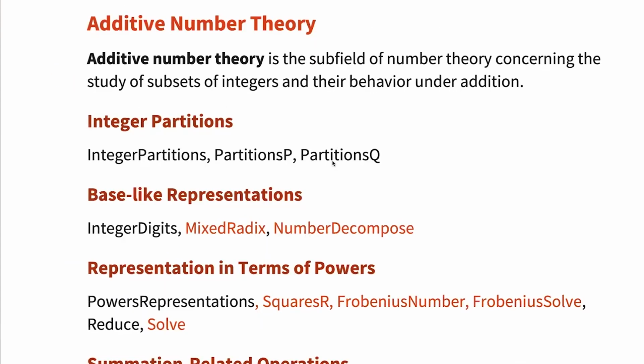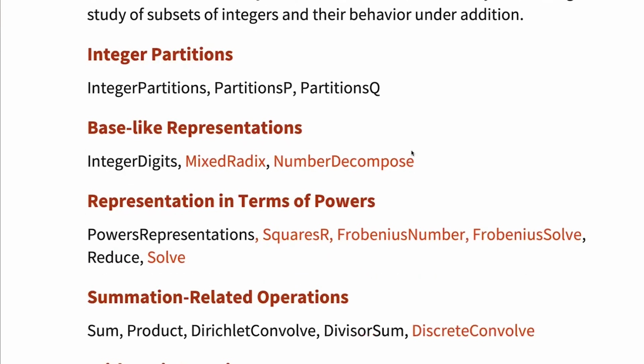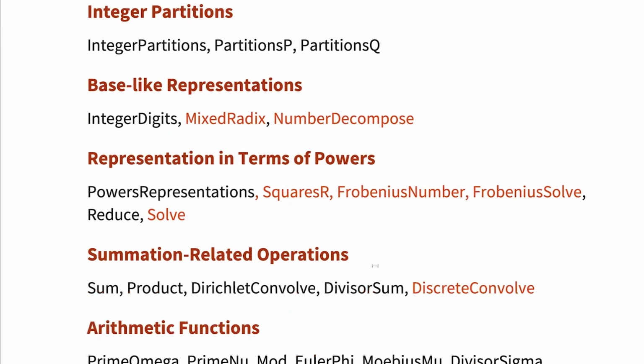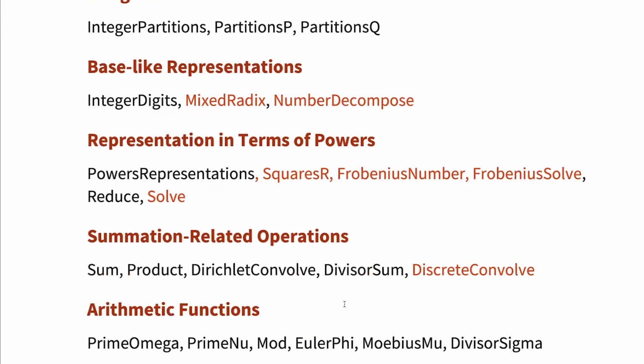So, additive number theory. Additive number theory is the subfield of number theory concerning the study of subsets of integers and their behavior under addition. Here the groups are integer partitions, base-related representations, representation in terms of powers, summation-related operations, and arithmetic functions.